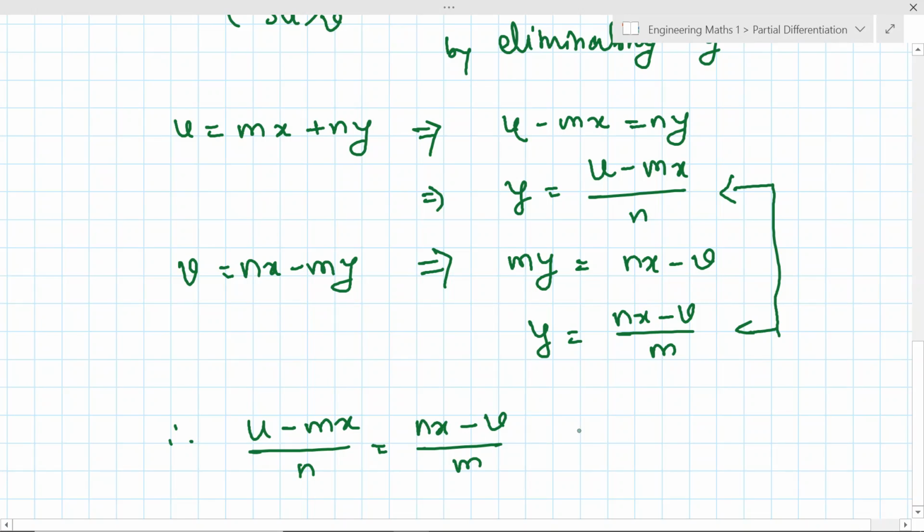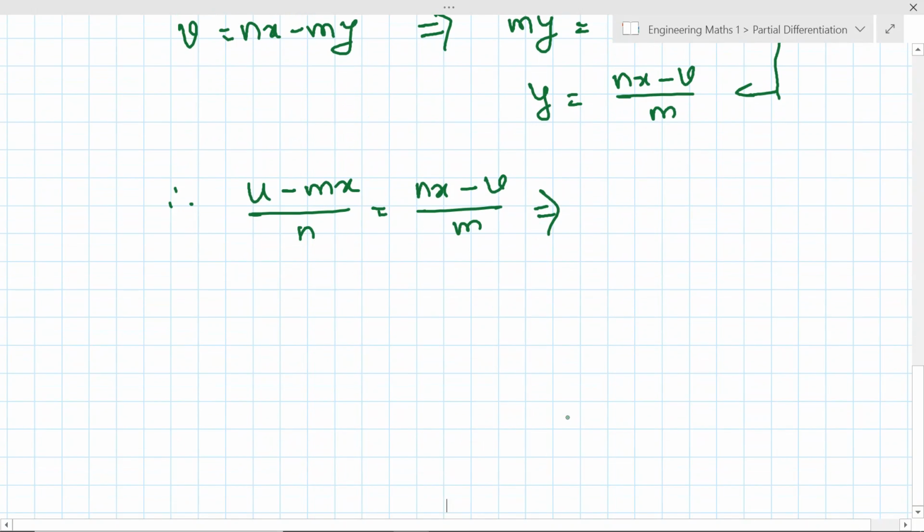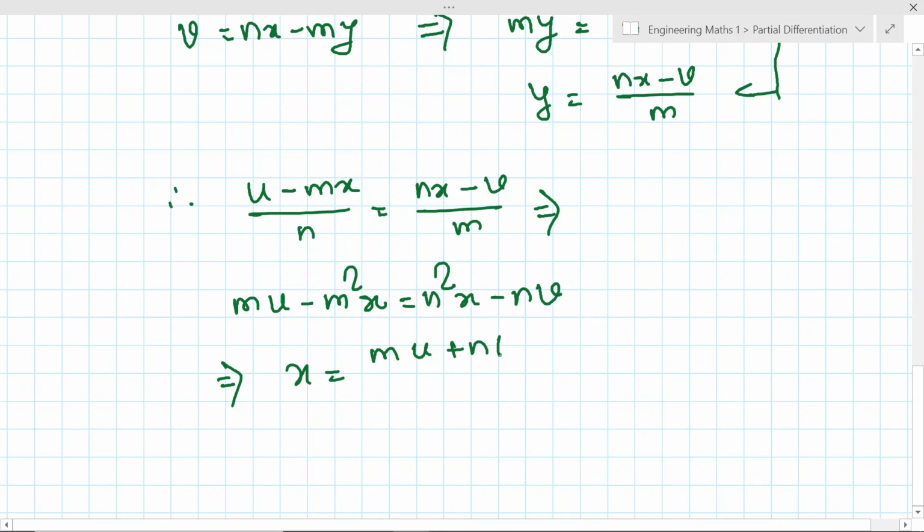Okay, just try to solve this, and after solving this what I get, cross multiplication करून टाका. So after doing cross multiplication, m into u minus m square into x is equal to n square into x minus n into v. And if we solve this for x, what I get, x is equal to mu plus nv divided by m square plus n square. This is the value of x.